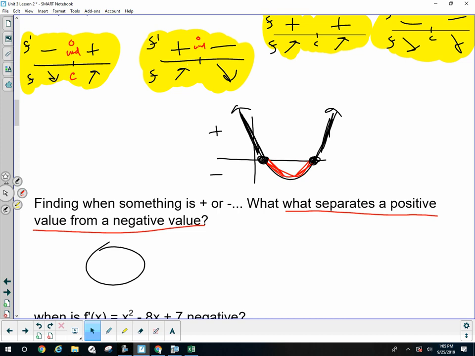Positive and negative values are what we're going to be analyzing, because understanding signs of f prime will tell us whether we have maxes or mins. What separates positive from negative things? Zeros. Are there any other situations where we might jump from a positive to a negative value? Think about it. Discuss with your neighbors. Like we pass through a 0 here, we jump from a positive to a negative value. Is there any other situation where we can jump from a positive to a negative value?